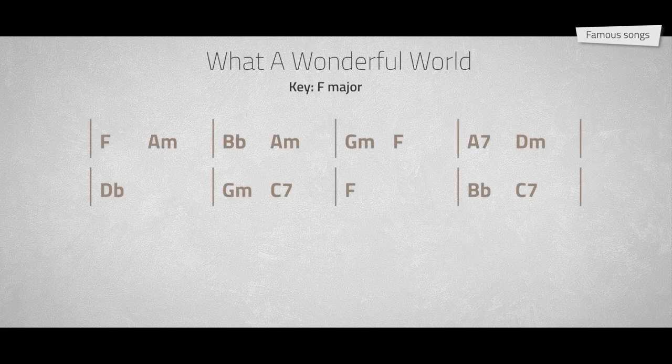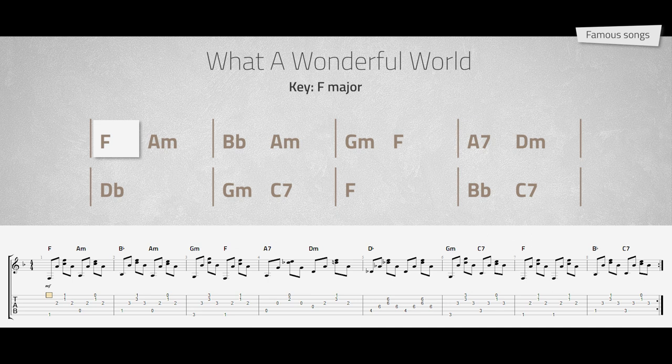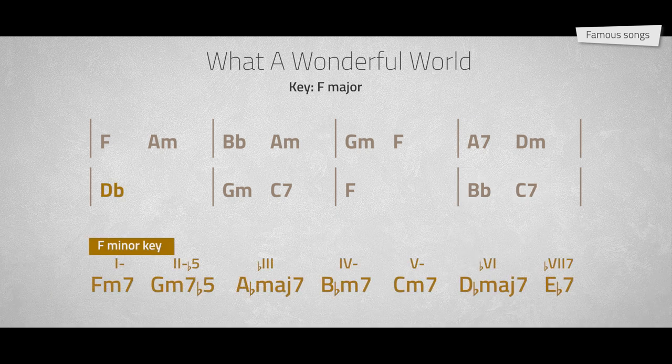The song What a Wonderful World by Louis Armstrong is another famous song that utilizes a modal mixture. The F major progression goes like this. The flat chord is the flat 6th and borrowed from the F minor key, making it a modal interchange.